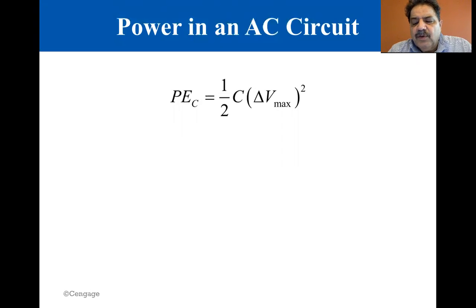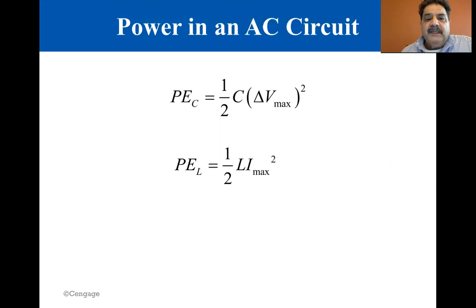In a similar way, the source must do work against the back EMF of an inductor that is carrying a current. When the current reaches its maximum value, the energy stored in the inductor is a maximum and is given by the equation PE_L equals 1/2 L i squared. When the current begins to decrease in the circuit, this stored energy is returned to the source as the inductor attempts to maintain the current in the circuit.